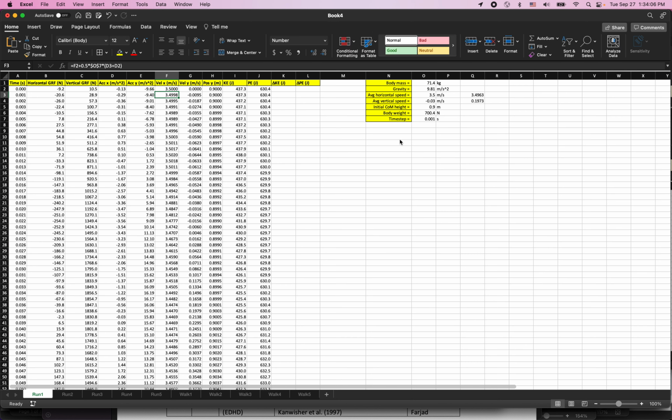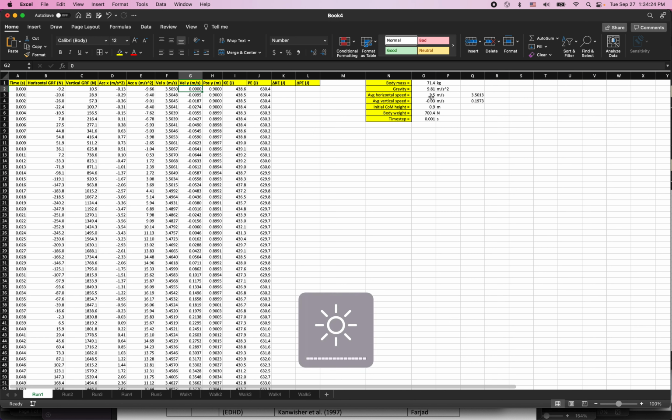And that actually got me pretty close. Let's try 3.51. That's a little too high. Let's try 3.505. And that's pretty close there. Right now I'm at 3.50, and my average should be 3.50. Okay. Same thing here for the vertical direction.